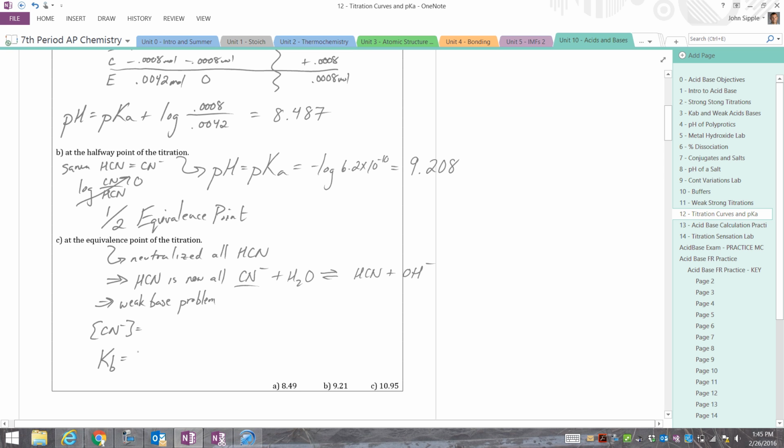So Kb is easy, right? That one's Kw over Ka. So that's just 1 times 10 to the minus 14 divided by the 6.2 times 10 to the minus 10 number. So that is 1.613 times 10 to the minus 5. Okay, but how can we find the concentration of CN minus floating around in solution?